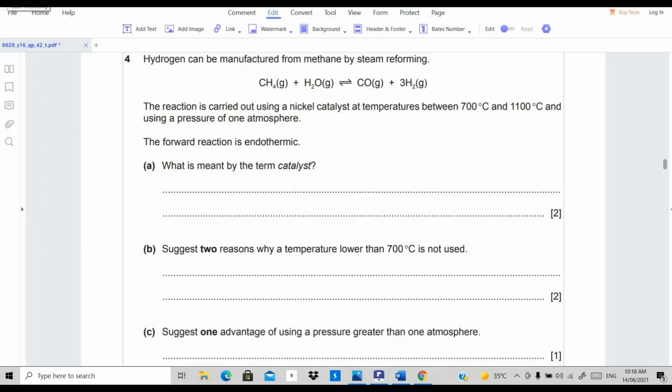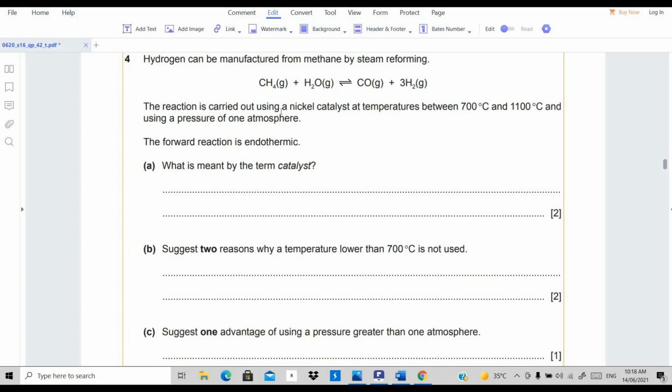So our fourth question states that hydrogen can be manufactured from methane by steam reforming. The equation is given here clearly. You can see the reaction is carried out using a nickel catalyst at temperatures between 700 degrees Celsius and 1100 degrees Celsius and using a pressure of 180 atm. The forward reaction is endothermic. What this means is the backward reaction is exothermic.